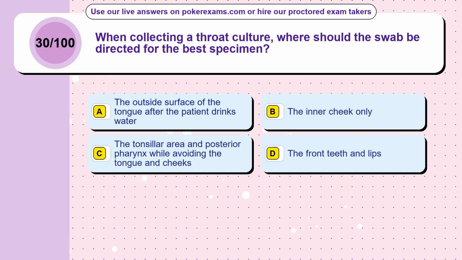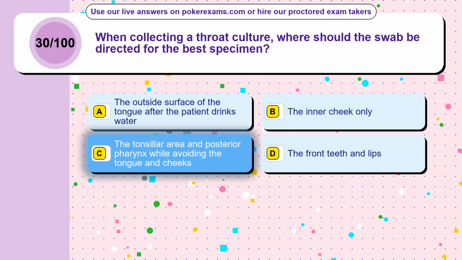Question 30. When collecting a throat culture, where should the swab be directed for the best specimen? Option A, the outside surface of the tongue after the patient drinks water. Option B, the inner cheek only. Option C, the tonsillar area and posterior pharynx while avoiding the tongue and cheeks. Option D, the front teeth and lips.